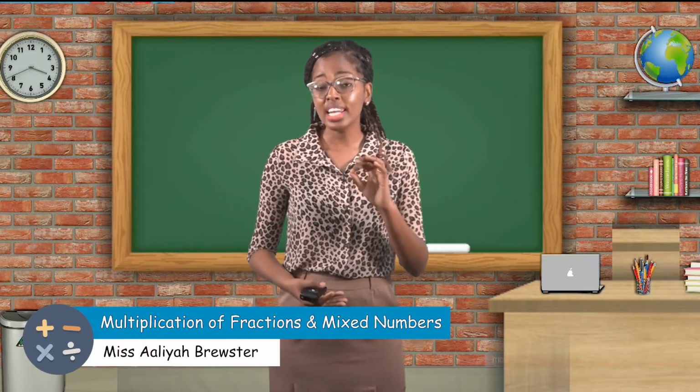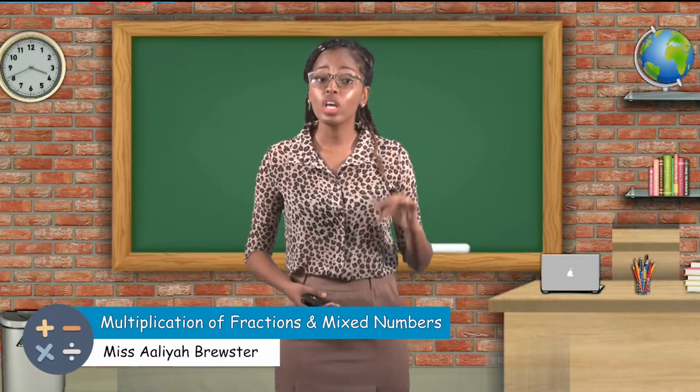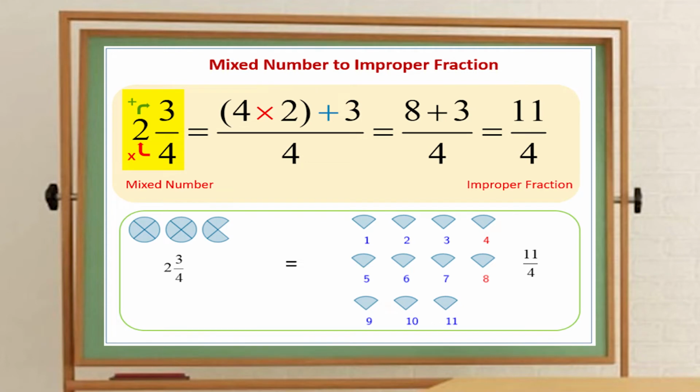In case you would have forgotten how to convert a mixed number to an improper fraction, let's work a quick example. In this case, we're going to look at 2 3/4. To convert 2 3/4 into an improper fraction, we simply multiply the whole number by the denominator and add the numerator. I repeat, to convert a mixed number to an improper fraction, we simply multiply the whole number by the denominator and add the numerator.